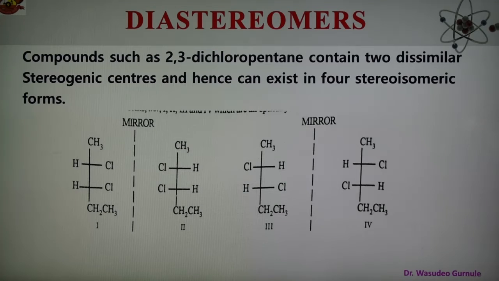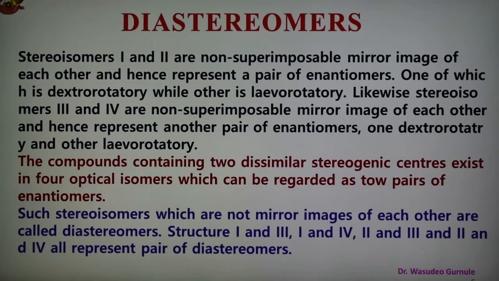Therefore, in other words, diastereomers are the stereoisomers which are not enantiomers. Again I am repeating, diastereomers are stereoisomers which are not enantiomers. They have the same configuration at one stereocenter or chiral carbon but different at the other. Such types of isomers are known as diastereoisomers, and there are certain properties of diastereomers.